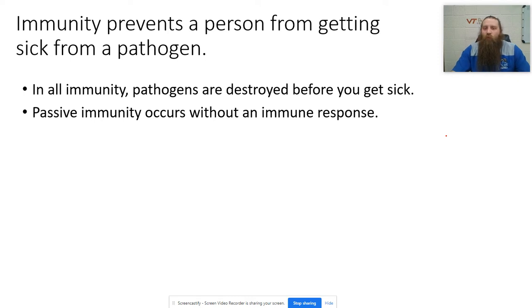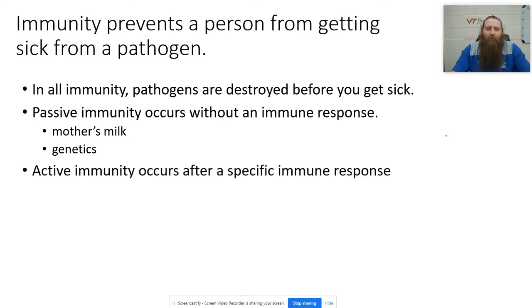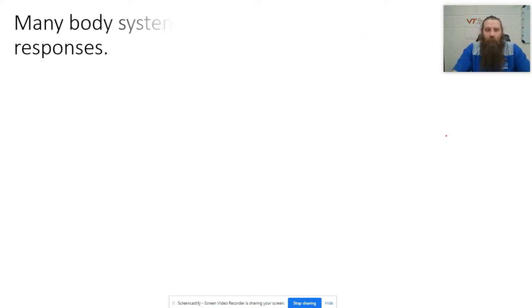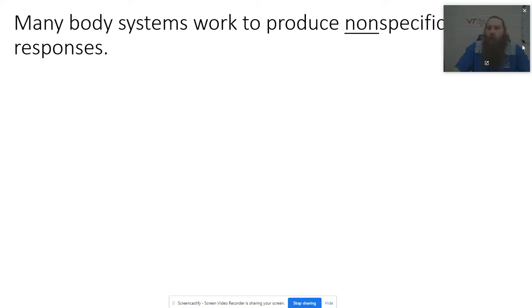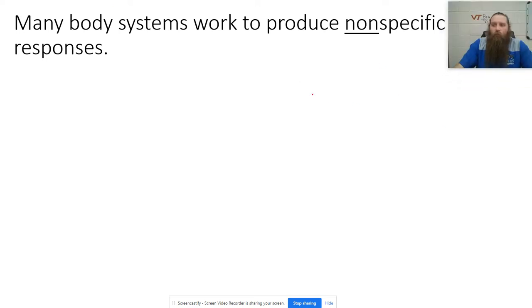Passive immunity occurs without an immune response. So when you nurse a baby, or if you have certain genetic markers, you may actually be immune to things without even getting a shot, getting a vaccine, or being exposed to those pathogens. Active immunity occurs after you have an immune response. And when you see immune response, think like the immune system had to do something in order to handle that pathogen. There are a lot of non-specific immune responses.